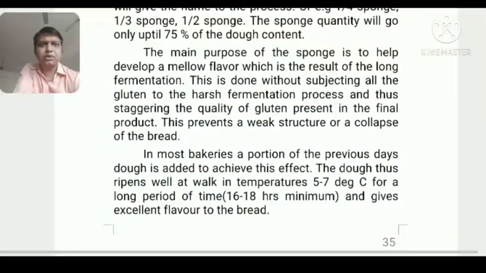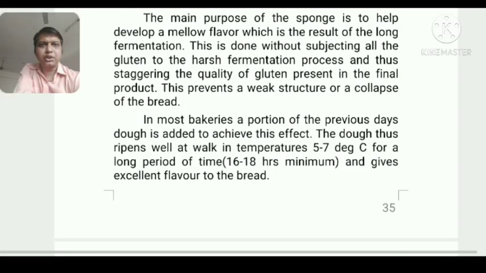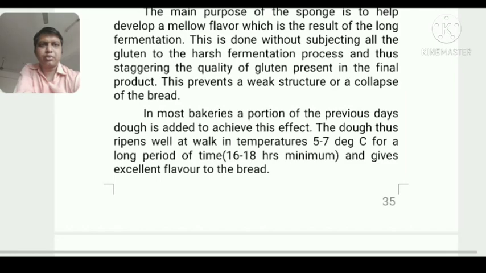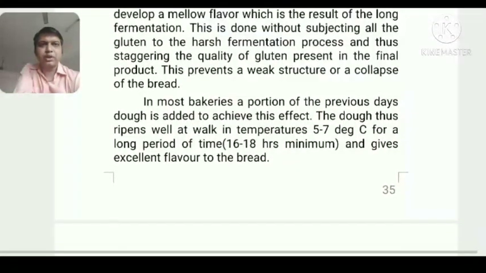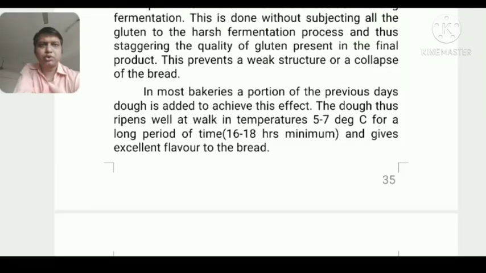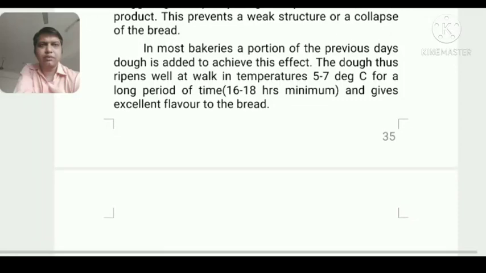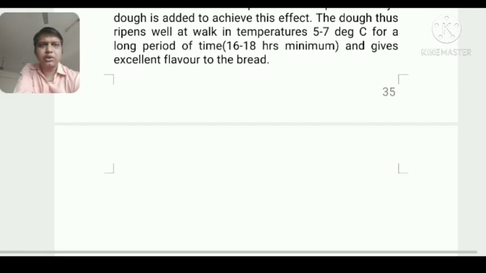The main purpose of the sponge is to help develop the mellow flavor, which is the result of the long fermentation. This is done without subjecting all the gluten to the harsh fermentation process, and thus protecting the quality of gluten present in the final product. This prevents a weak structure or a collapse of the bread. In most bakeries, a portion of the previous day's dough is added to achieve this effect. The dough thus ripens well at walk-in temperatures of 5 to 7 degrees Celsius.